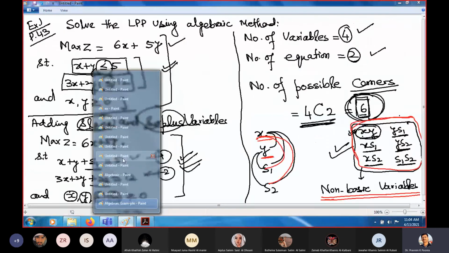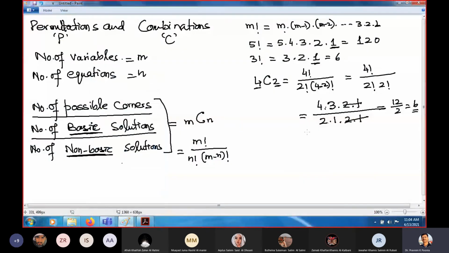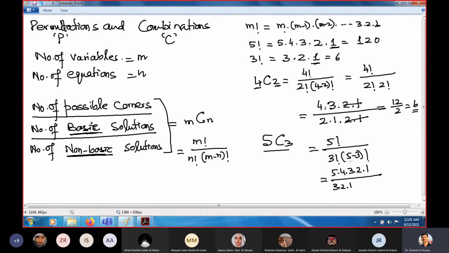To calculate the value of 5C3, let us move here. 5C3 is factorial 5 upon factorial 3 times factorial (5 minus 3). What is factorial 5? 5, 4, 3, 2, 1. What is factorial 3? 3, 2, 1. 5 minus 3 is 2, so factorial 2 is 2, 1. The 3, 2, 1 cancel. 5 times 4 is 20, 2 times 1 is 2, and 20 divided by 2 is 10.